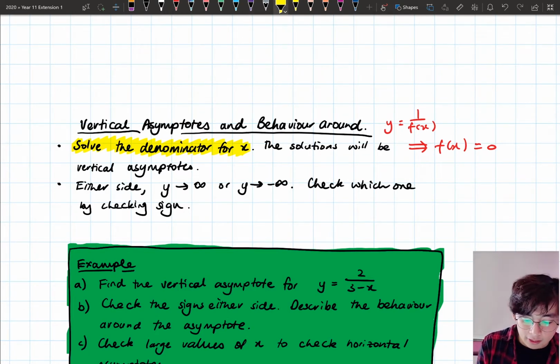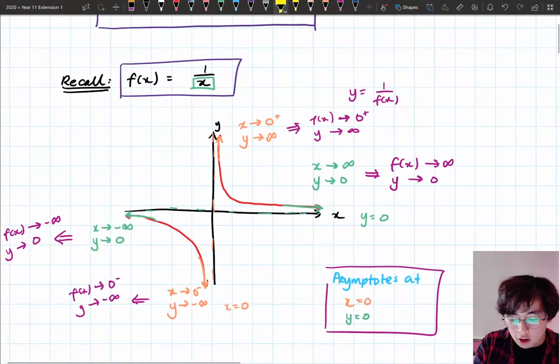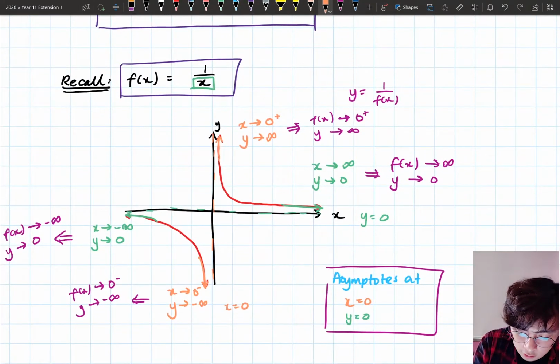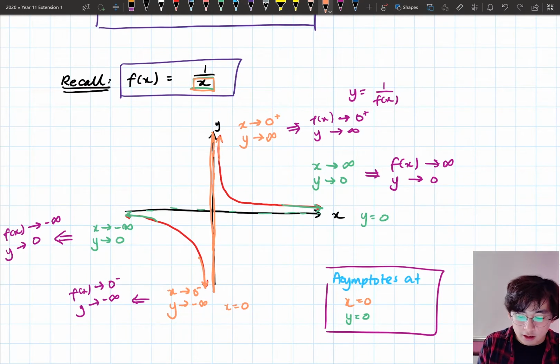Okay, the second thing to look at is what happens on either side of the asymptote. The y value is going to go towards positive infinity or negative infinity. If you have a look up here, we had a vertical asymptote on the y-axis. This was our x is equal to 0. That's our asymptote, because when we solve for x here, we get x is equal to 0. And if you notice, on either side the graph goes towards infinity. On the right-hand side over here, y goes to infinity, and on the left-hand side here, y goes to negative infinity.